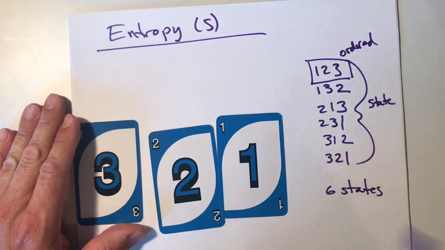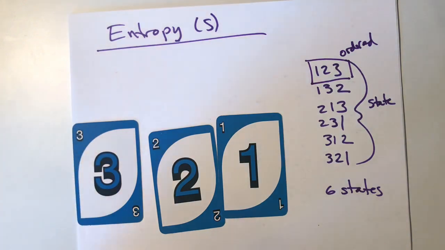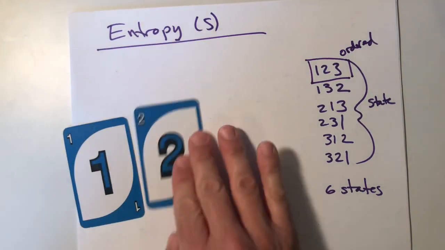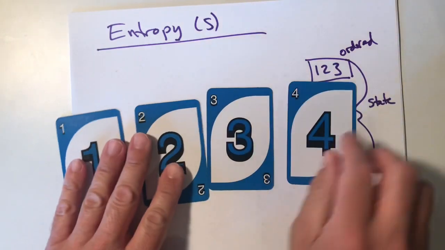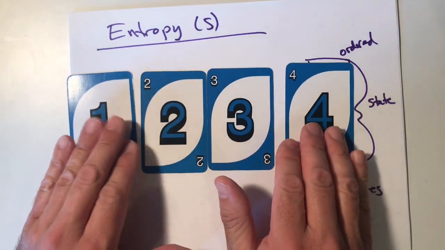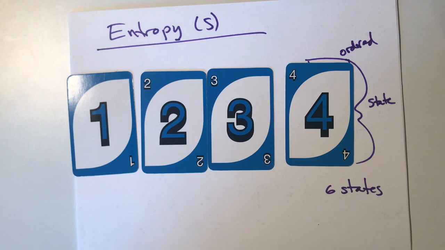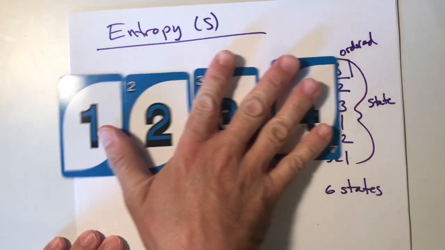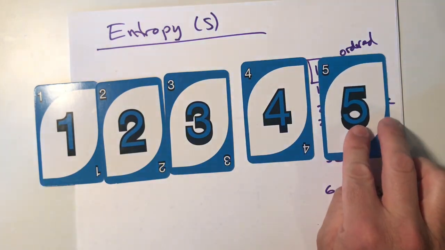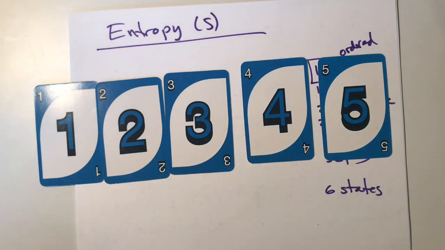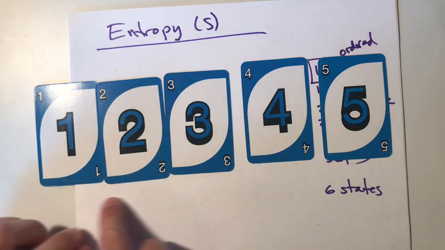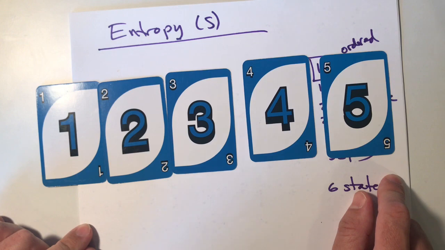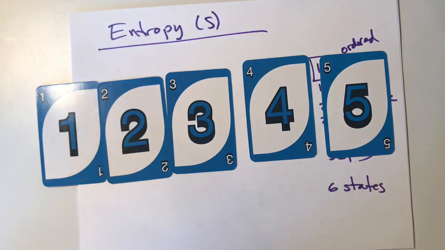So the next question is, well, what if we have more cards? What if you have 1, 2, 3, and 4? Well, now there are many more states that you can generate. In fact, there are going to be 24 different states you can generate from these 4 cards, only one of which is ordered, again the 1, 2, 3, 4. If you have 5 cards, it turns out there are 120 possible arrangements, and only the 1, 2, 3, 4, 5 is ordered. So what happens is that the likelihood is so much higher.